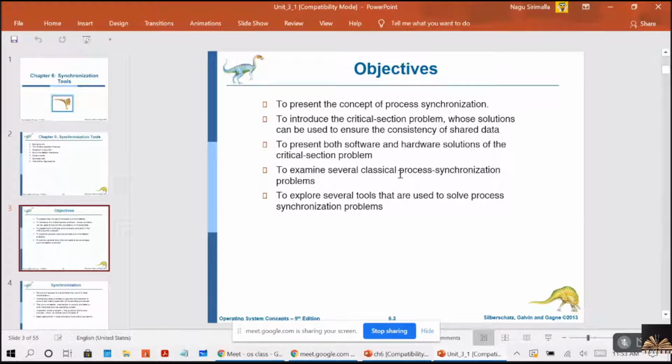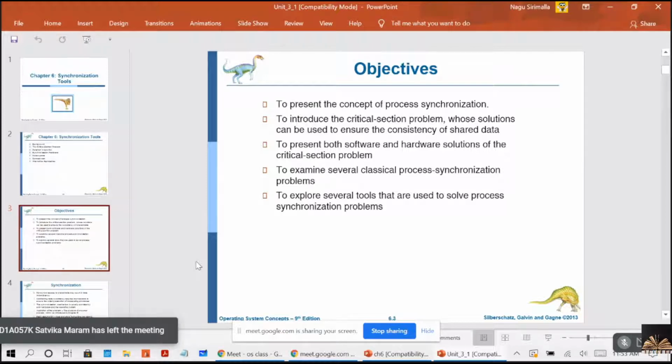Then we will examine several classical process synchronization problems, such as the dining philosophers problem and the readers-writers problem, and several tools that are used to solve process synchronization problems, that is semaphores, monitors, mutex, all those things, right?